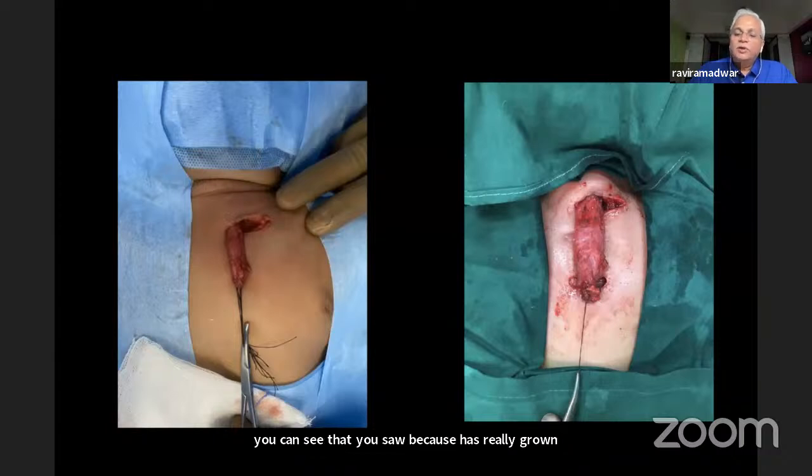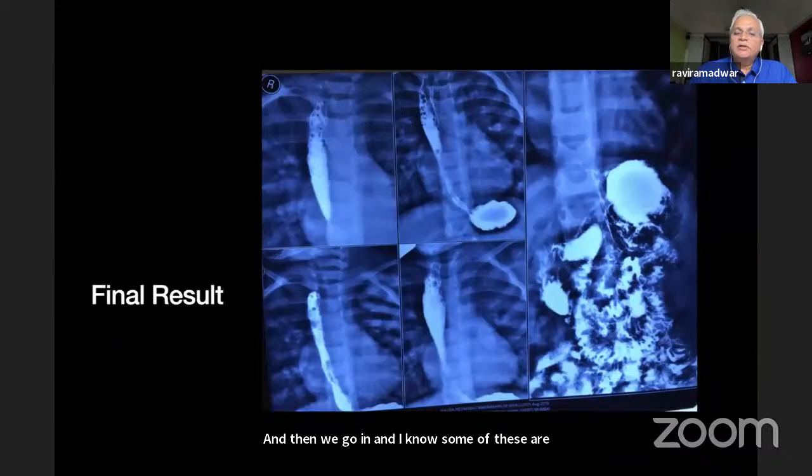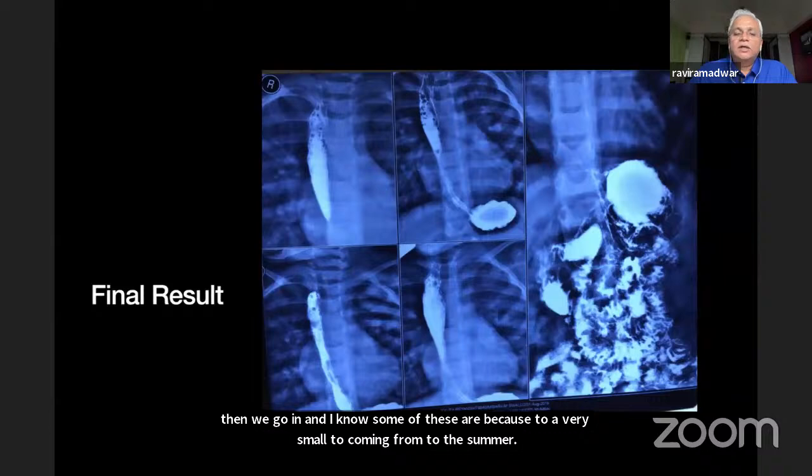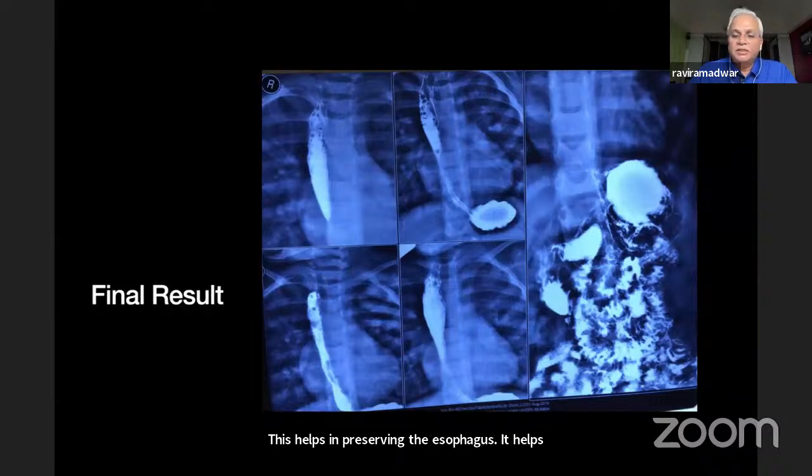And then we go in and anastomose the esophagus to a very small tube coming from the stomach. This helps in preserving the esophagus. It helps in preserving the gastric capacity. It minimizes the chances of leakage and stricture formation. As you can see from the post-op contrast study, it's a nice, beautiful looking esophagus, and the GI tract is properly accessible by endoscopy forever.